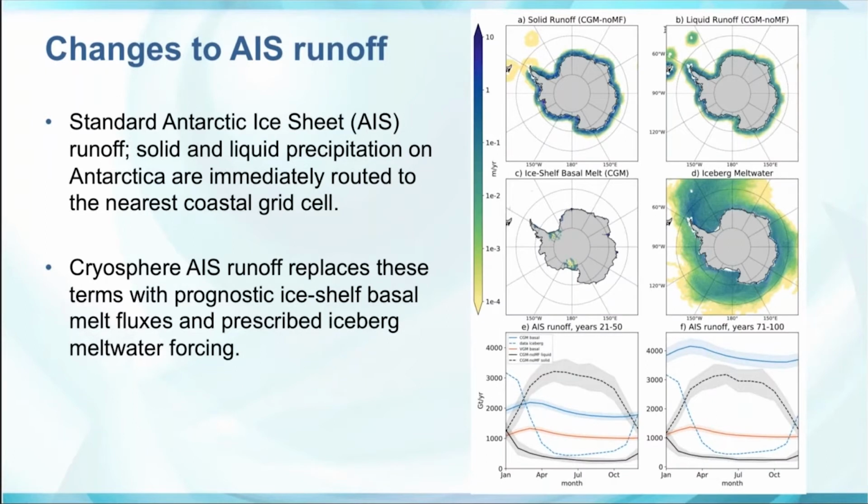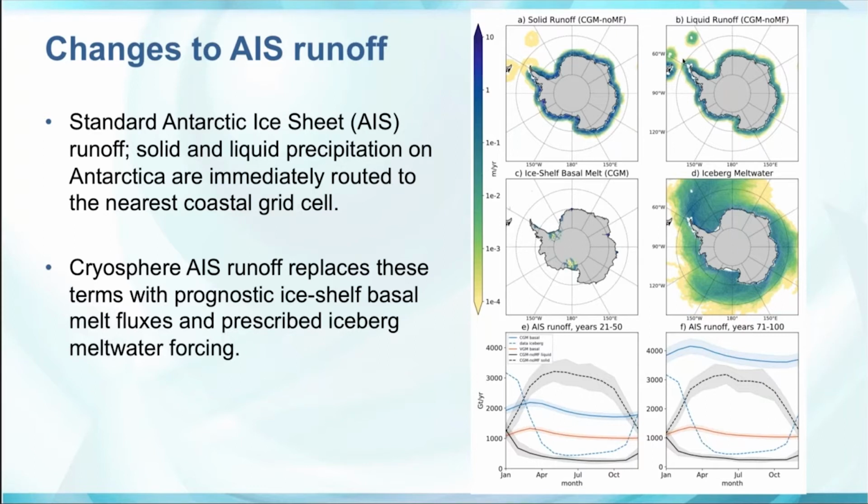To highlight what exactly these changes to the Antarctic ice sheet runoff are: in the standard E3SM configurations, there's no active land ice component. So what happens to precipitation that falls on the Antarctic continent, either as snow or rainfall, is immediately routed to the nearest coastal grid cell. There's a small storage factor in the snow precipitation, but it's not very much. So essentially anything that falls on the continent is immediately routed to the ocean. There's some horizontal smoothing applied, but as you can see in the top two panels here, it's largely just distributed around the coast.